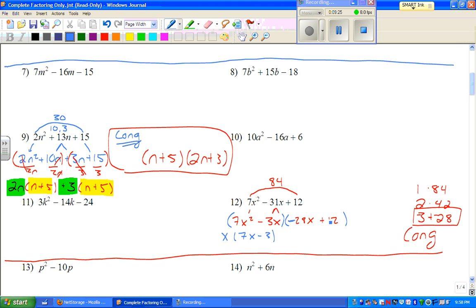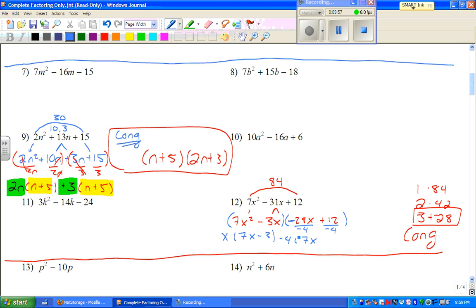Okay, now the goal is, if this came out to be 7x minus 3, this next parentheses, you want that to be 7x minus 3 as well. That's how we know we did this right. So the question is, what can I divide these by? What's my GCF that I can take out to make sure it works? To get a positive 7x, I'd have to divide both of these by negative 4. So if you take out a negative 4, negative 28x over negative 4 is a positive 7x.